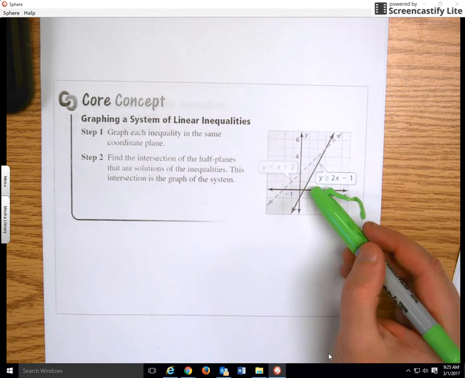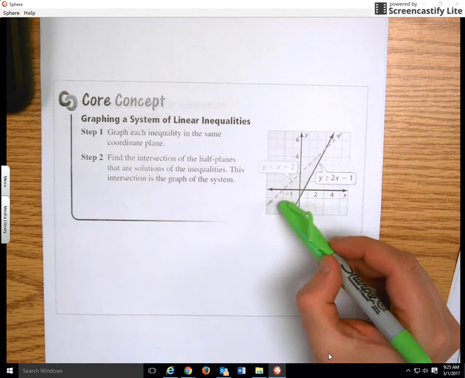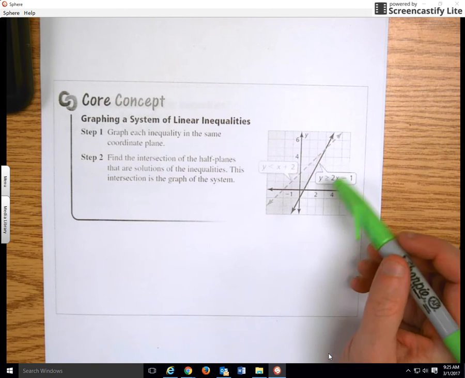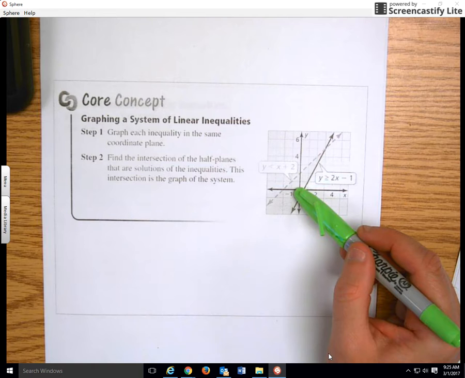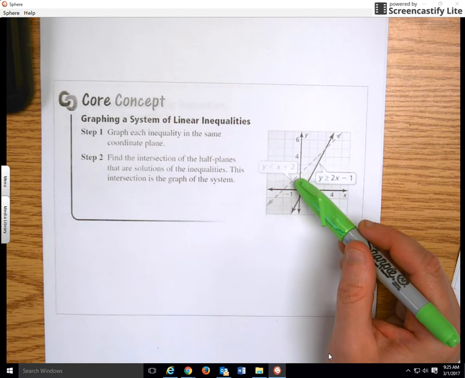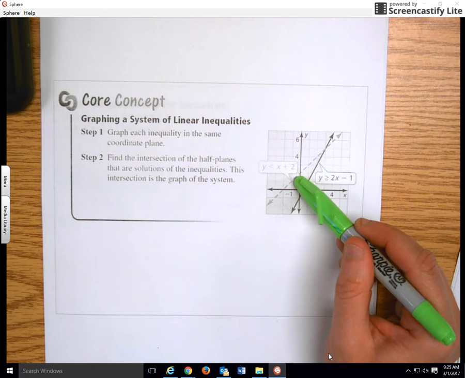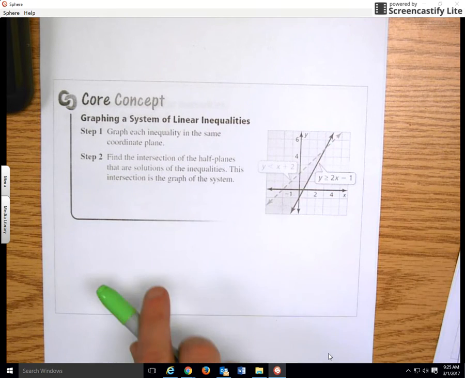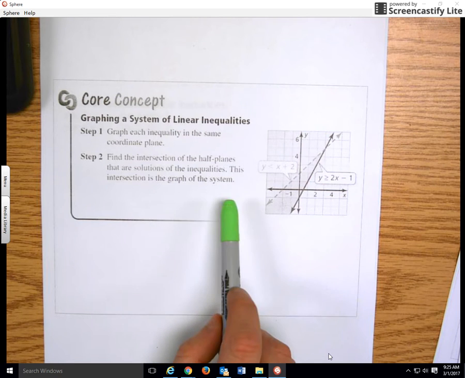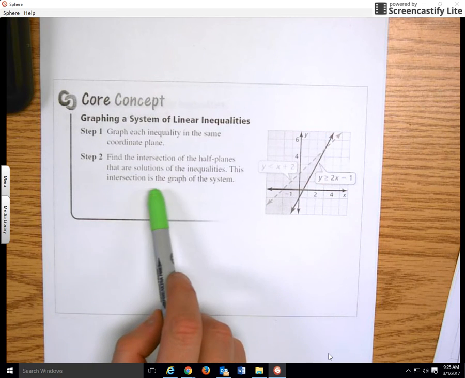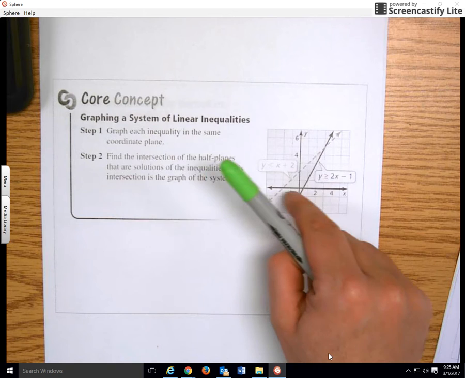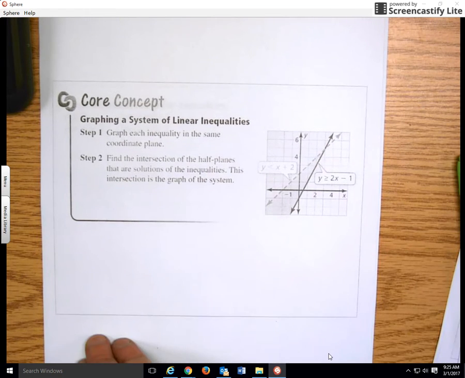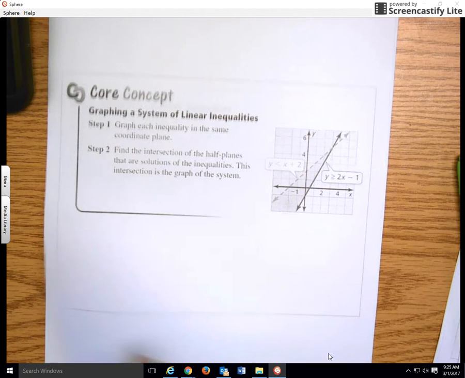So for instance, this point would be an answer. (0, 0) would be an answer, but also (0, 1) would also be an answer. There's a lot of right answers. We want to represent all the solutions. This intersection is the graph of the system. So this intersection where these two are both true is all the solutions, all the answers for the inequalities.